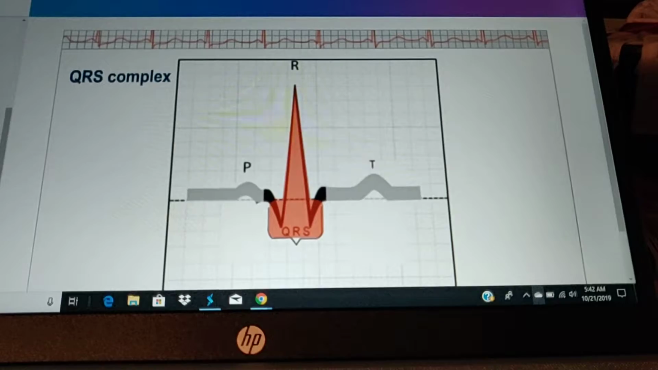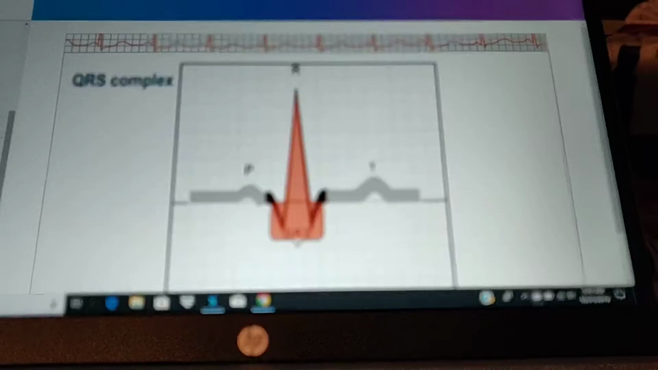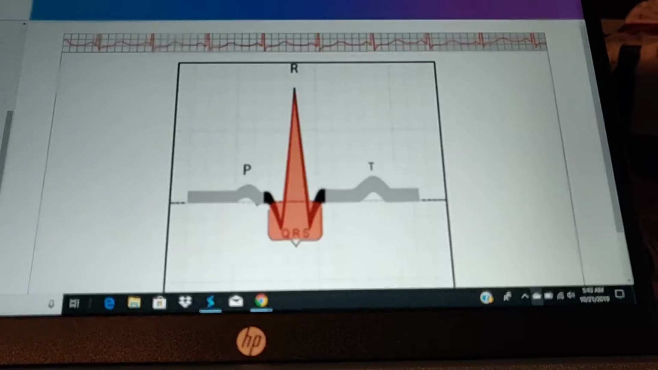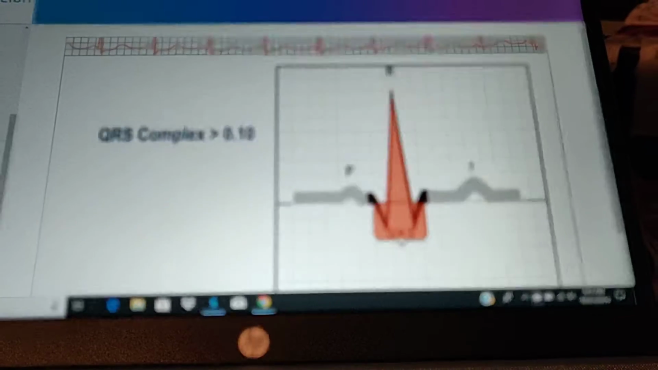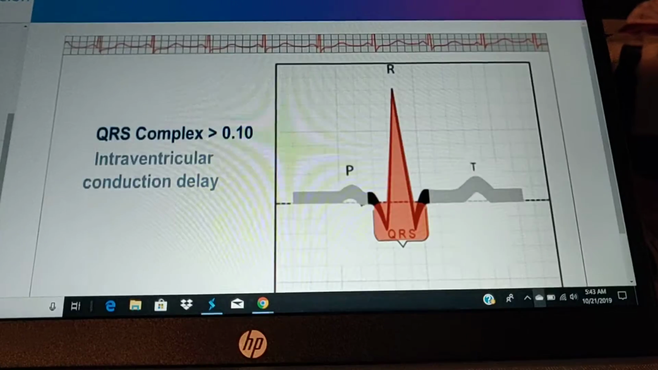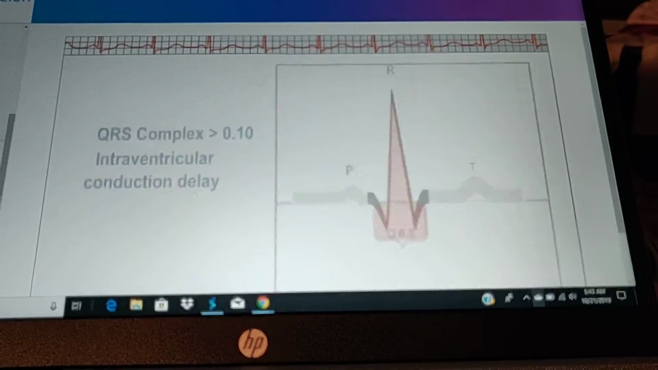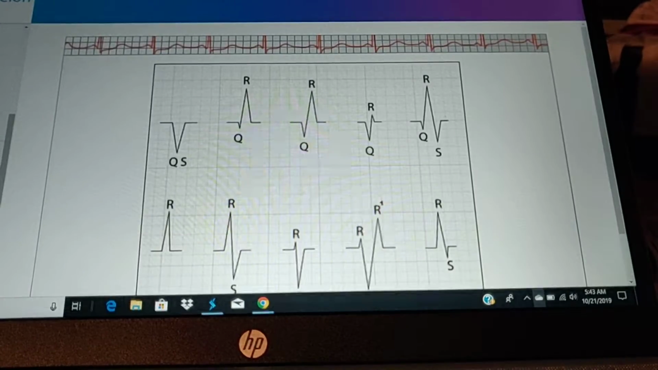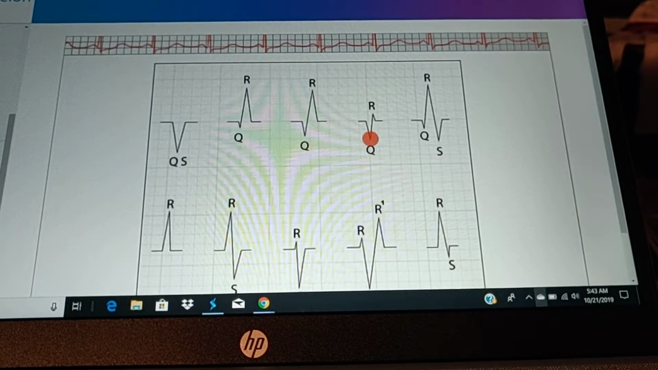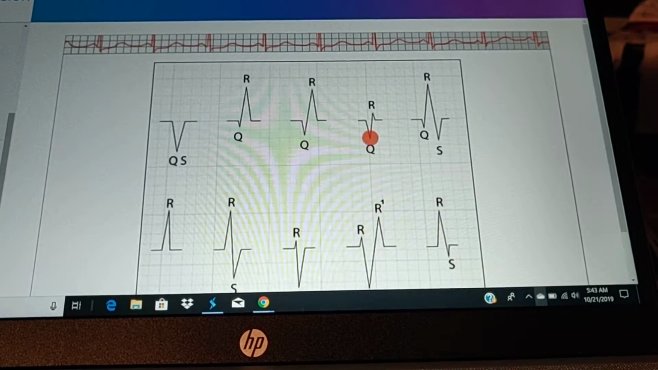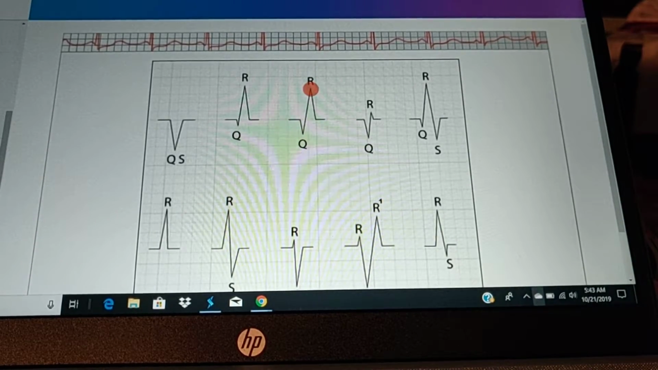Evaluation of the QRS complex requires careful observation and interpretation of both duration and configuration. A QRS complex greater than 0.10 seconds may signify intraventricular conduction delay, IVCD. The QRS can also present with many faces. A deep, wide Q wave may signify myocardial infarction. A notched R wave may mean a bundle branch block.